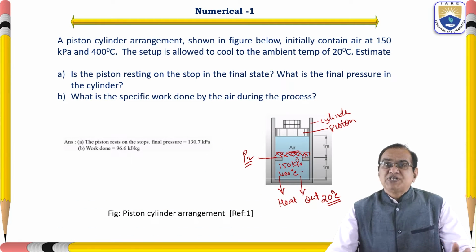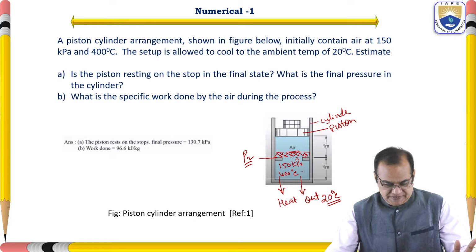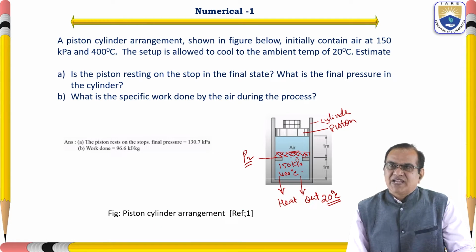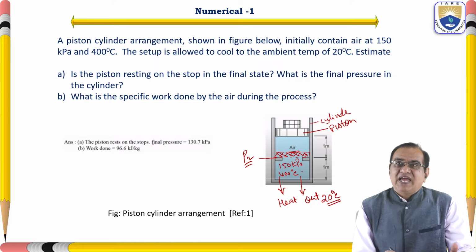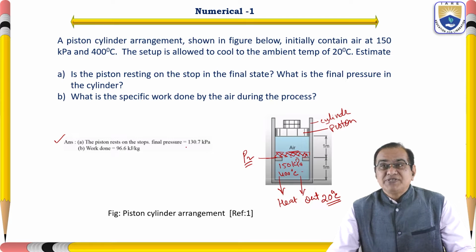Then if you know this P2, what is the specific work done by the air during the process? So how much work is done by the system in this process. Here I have shown the piston and cylinder arrangement. I have taken it from this book, which is the reference, and the answers are here, and we will see whether we are able to get these answers or not. So I hope the problem is clear.